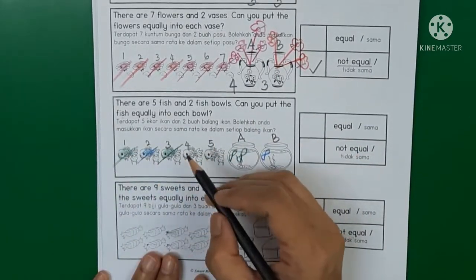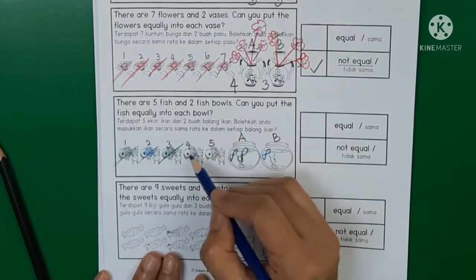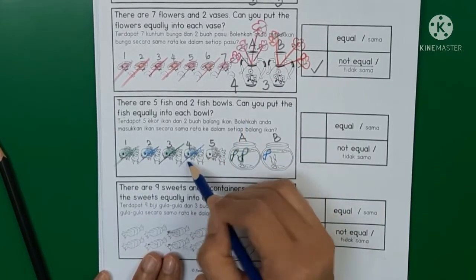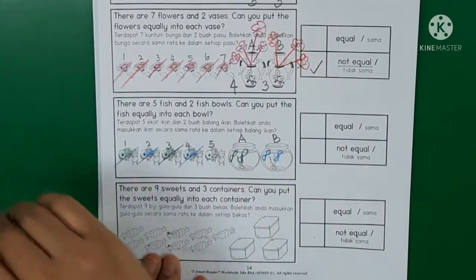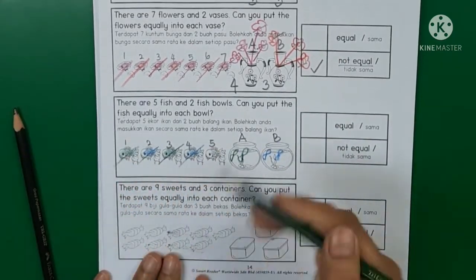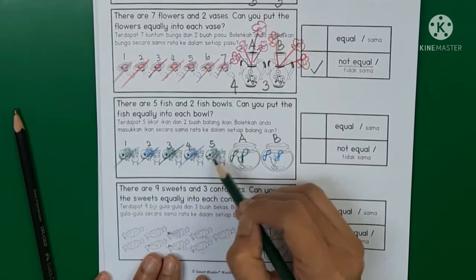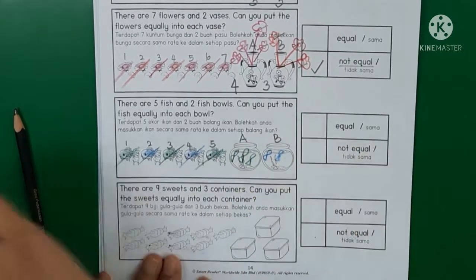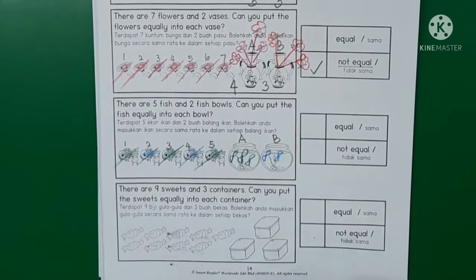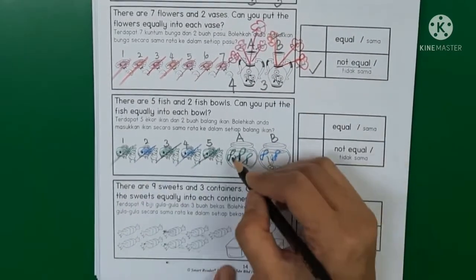The fourth fish is a blue fish, therefore it goes in the B bowl. The last one is a green fish. We will put it into the A bowl. So now let's count how many fish are there in each bowl.